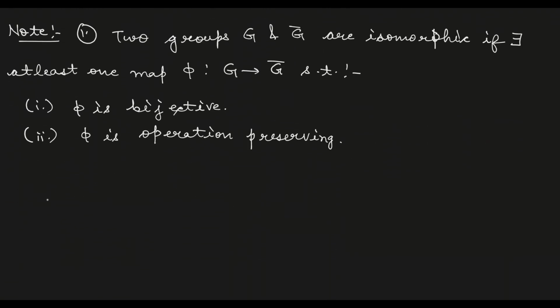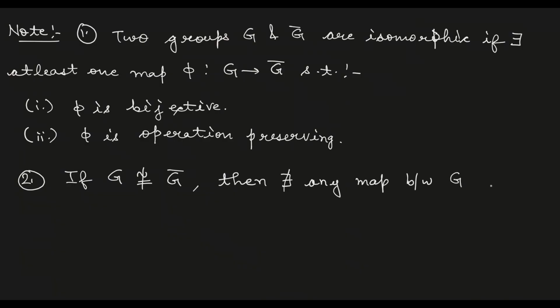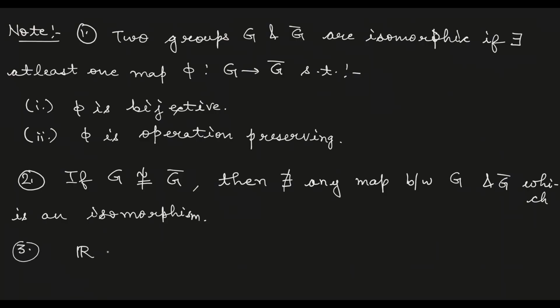Second, if group G is not isomorphic to group G bar, then there does not exist any map between G and G bar which is an isomorphism. Third example, the set of real numbers is isomorphic to the set of positive real numbers under multiplication.